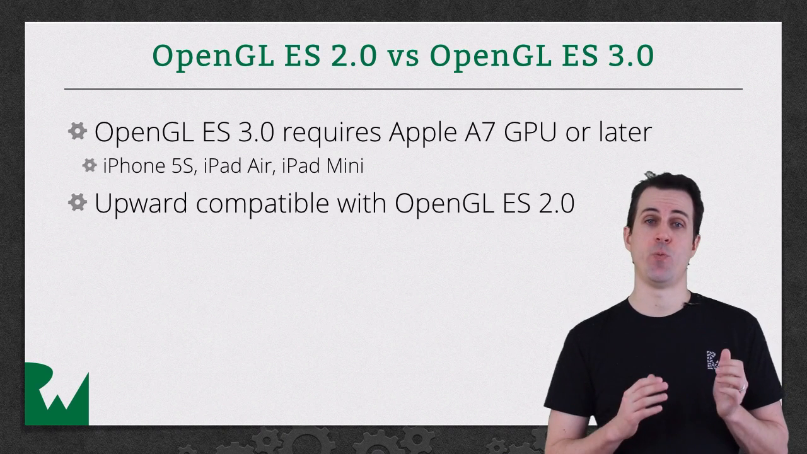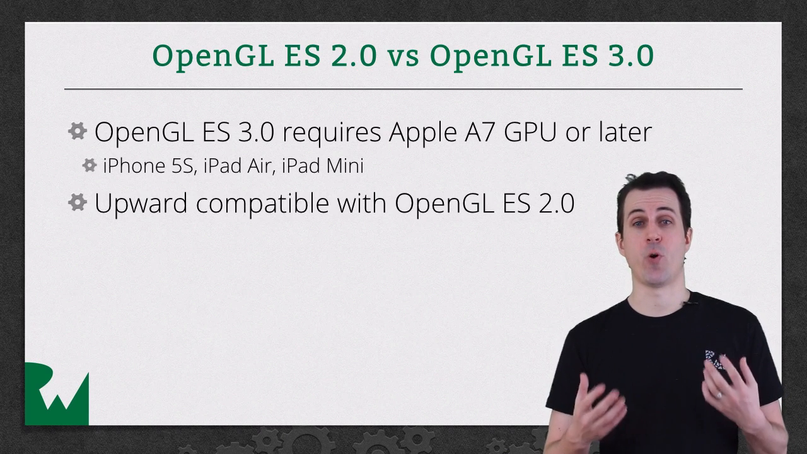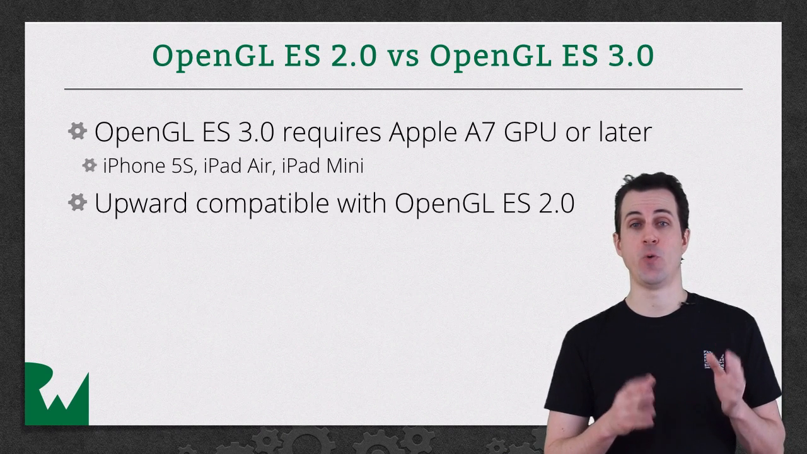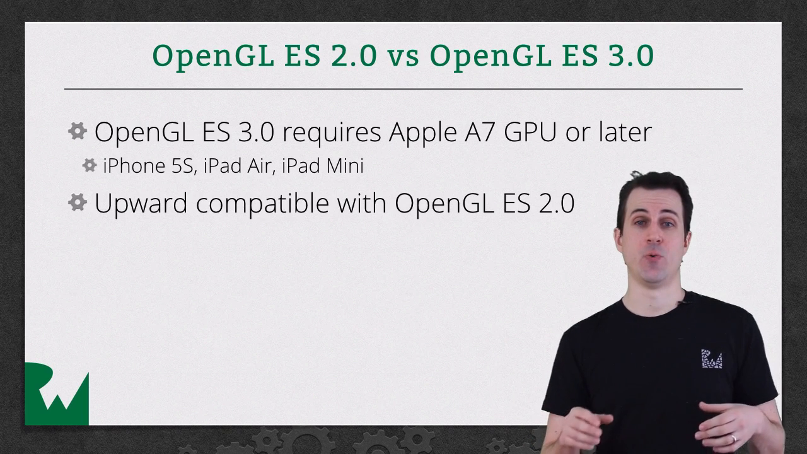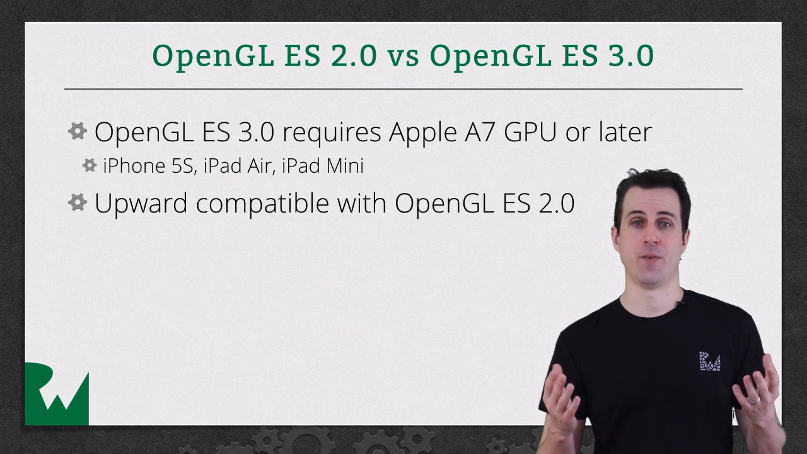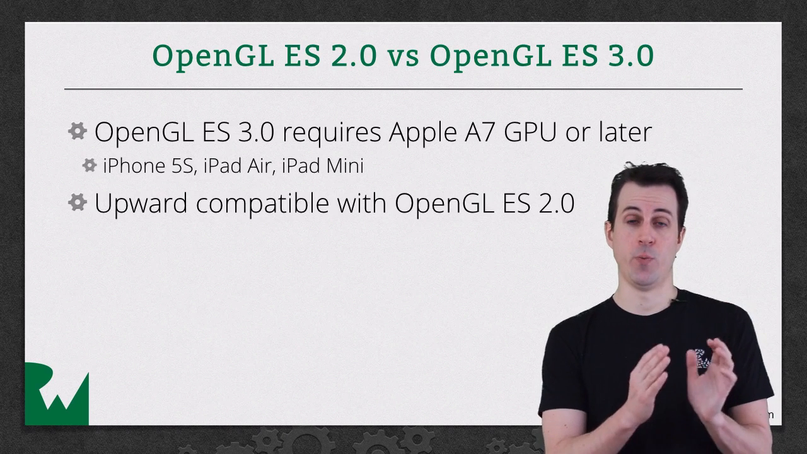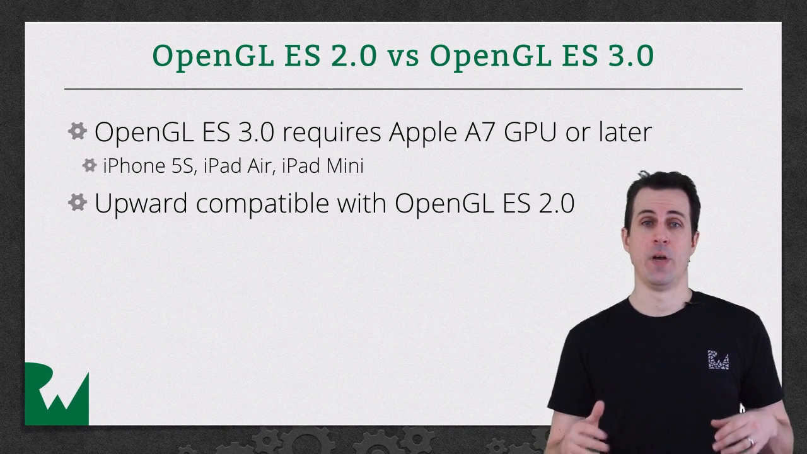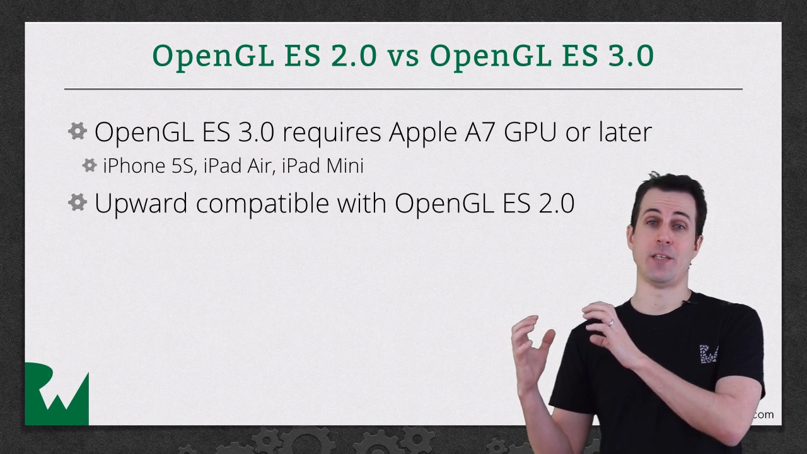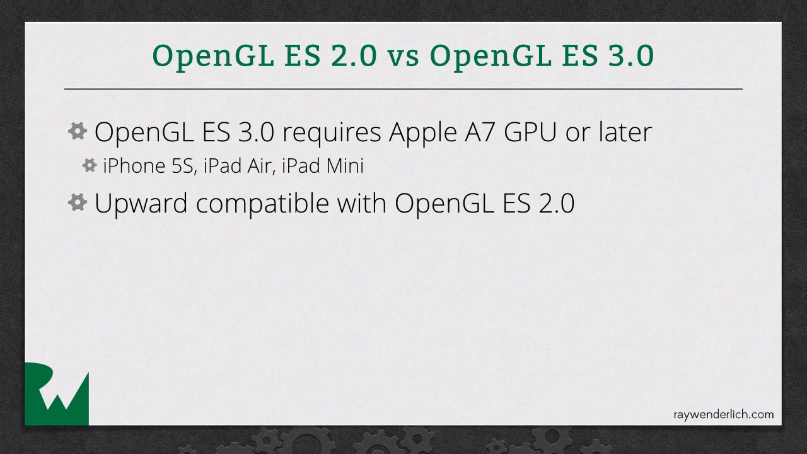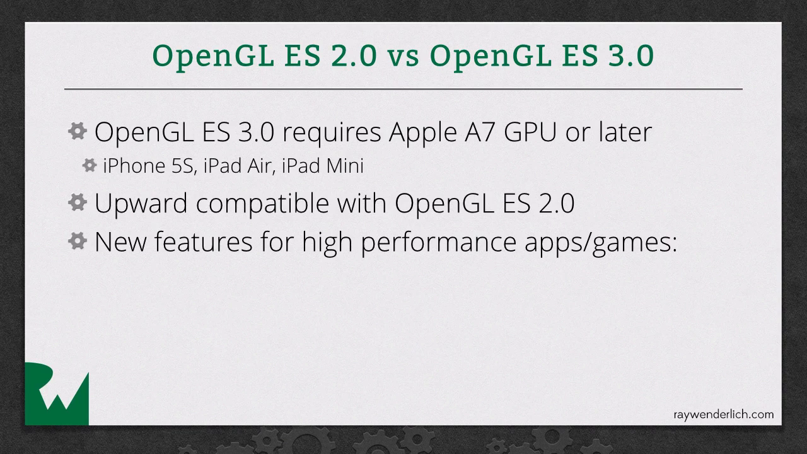The second thing to understand about this is that unlike OpenGL ES 1.0, OpenGL ES 3.0 is upward compatible with 2.0. In other words, if you write a program that works with OpenGL ES 2.0 and you later decide you want to target 3.0, all you have to do is change basically one line of code to switch from using 2.0 to 3.0. So everything you're learning with OpenGL ES 2.0 applies directly to 3.0. The main difference is OpenGL ES 3.0 introduces some new features tailored toward optimizing high-performance 3D games.